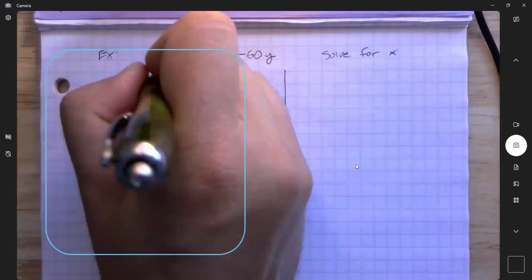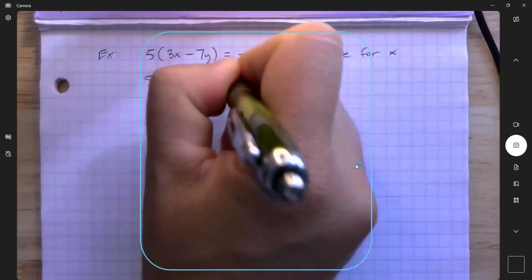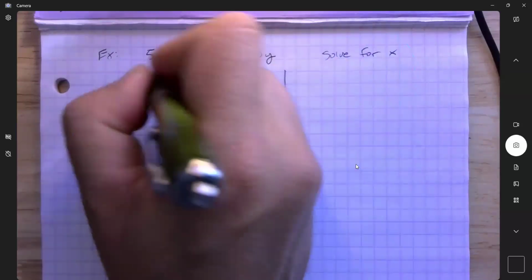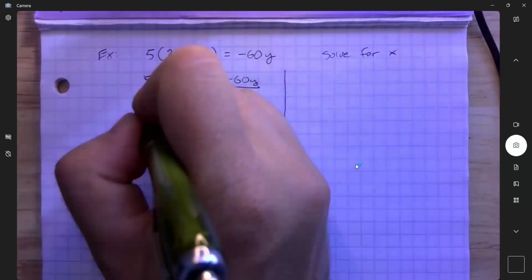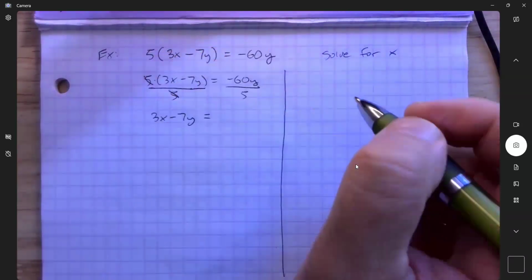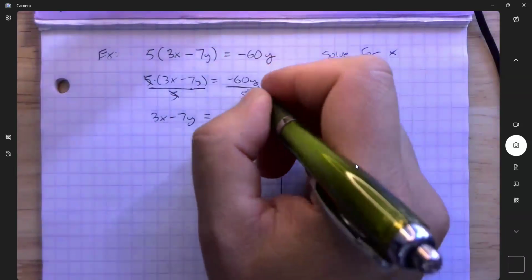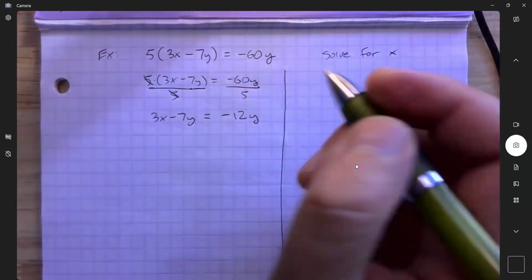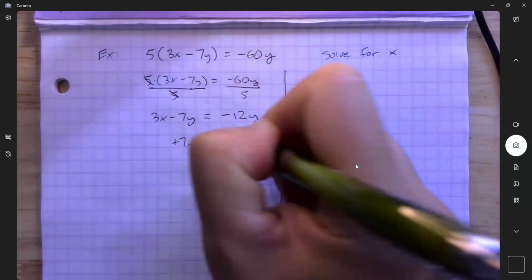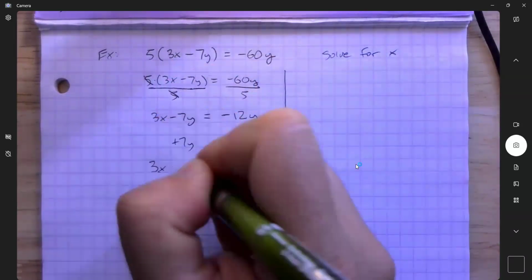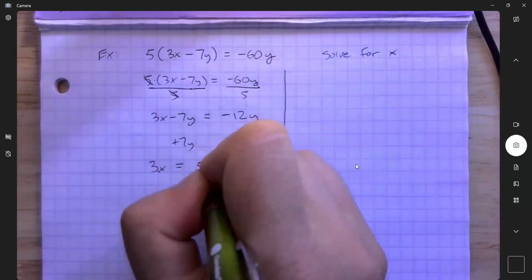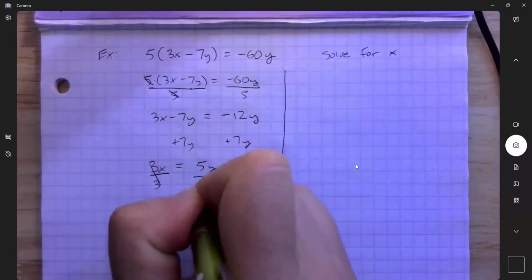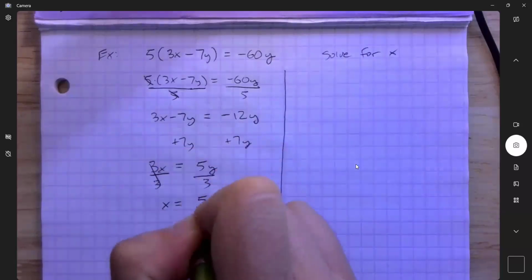So let me do the divide by 5 way first. So I'm going to rewrite it. Divide both sides by 5. Since it's a multiplication, that will cancel the 5, giving me 3x minus 7y. And then negative 60y over 5 is negative 12y, because 60 divided by 5 is 12. And then I'm going to add 7y to both sides. And I get 3x equals 5y. And then I'll divide both sides by 3. And I get x equals 5/3 y.